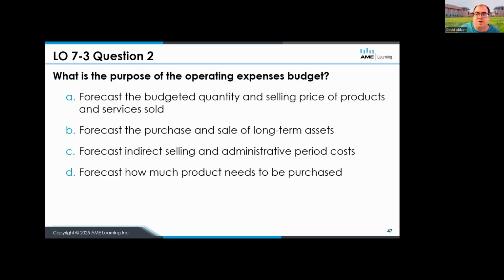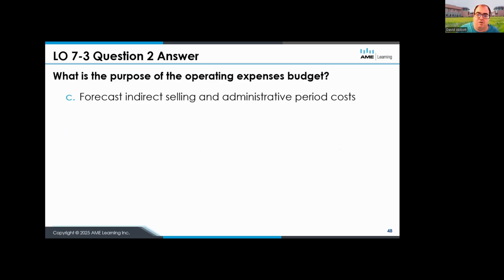And then what is the purpose of the operating expense budget? Is it to forecast the budgeted quantity and the selling price of products and services sold? Is it to forecast the purchase and sale of long-term assets? Is it to forecast the indirect selling and administrative period costs, or is it to forecast how much product needs to be purchased? It is to forecast our operating expenses. It is to forecast the indirect selling and administrative period costs, anything that doesn't actually go into making the products that we're selling.